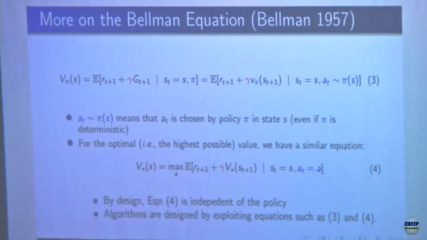So the algorithms are designed by basically exploiting these equations, this 3 and 4. The 3 and 4 are the crux. So either you look at V pi of s or you look at the V star, which is the max, the highest value you could have got under all choices of policies.